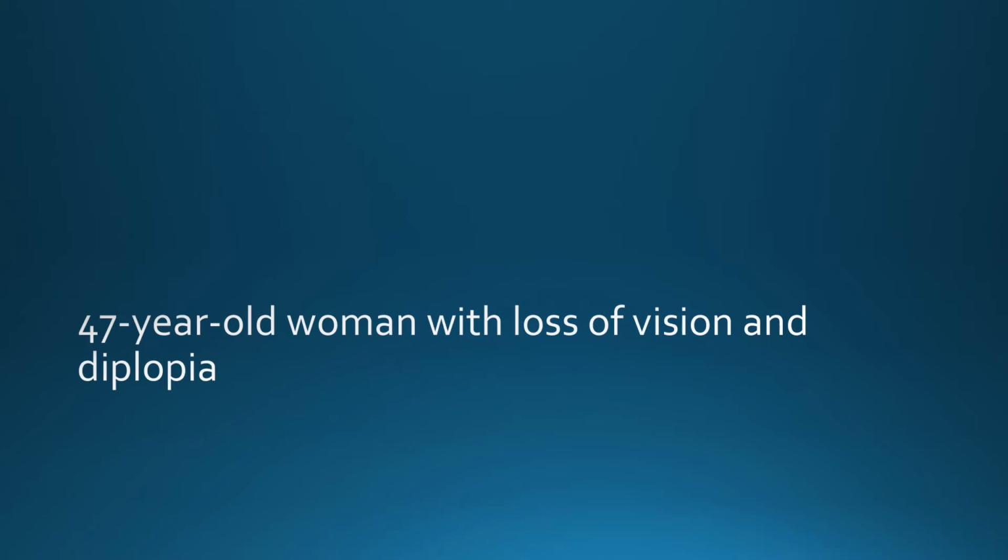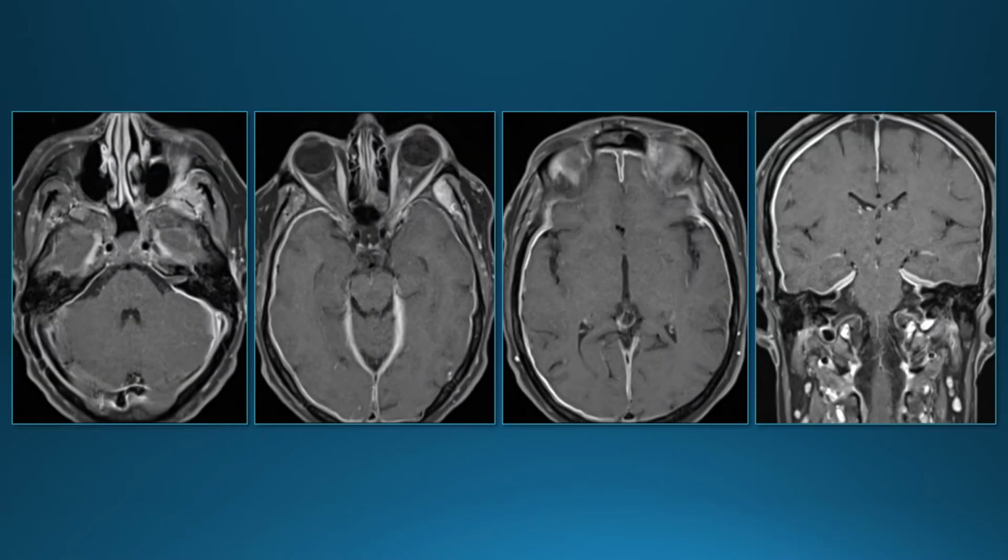47-year-old woman, loss of vision and diplopia. These are contrast-enhanced T1 weighted images, and this shows extensive pachymeningeal enhancement. You can see it very extensive, all along the meninges, along the tentorium here. Fairly uniform, although it's not completely uniform. There's an area here that does not have any enhancement, but it is fairly extensive. Same thing on the coronals, extensive pachymeningeal enhancement.